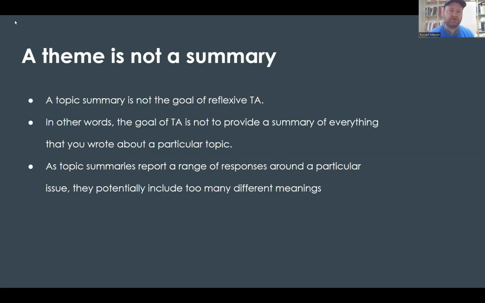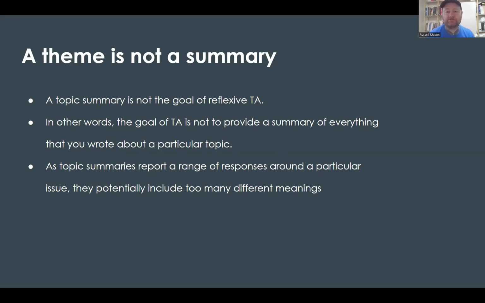Let's have a look at what a theme is not. A theme is not a summary. Good thematic analysis is not a topic and a summary of the points that come under that topic. A summary is not your goal or objective here, or in other words, TA is not about providing a summary of everything that you wrote about a particular topic.